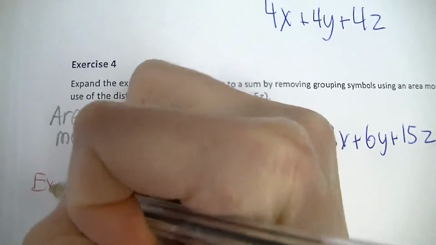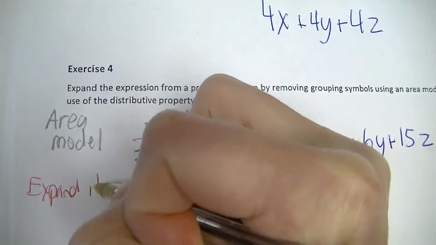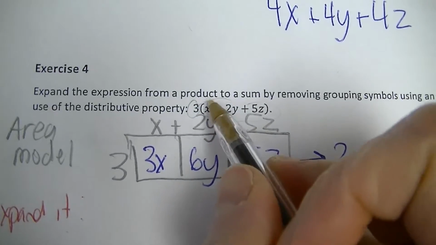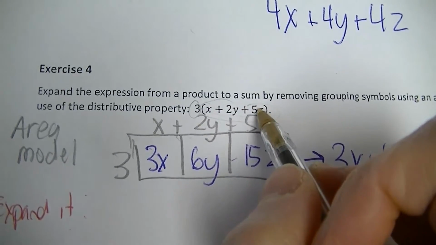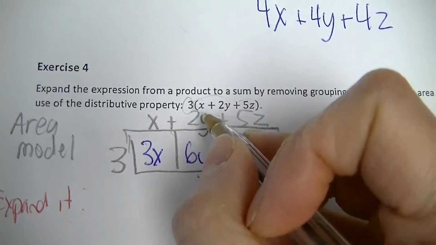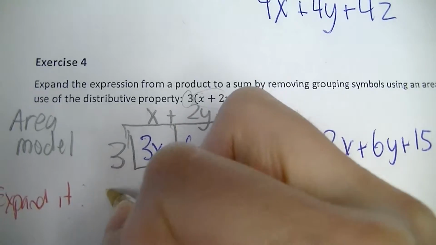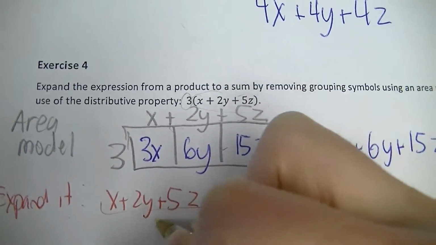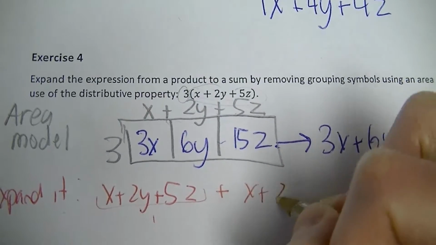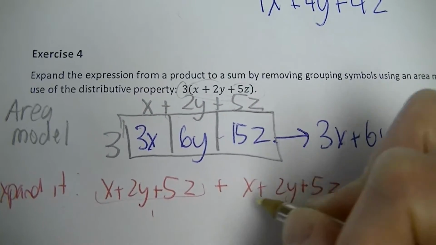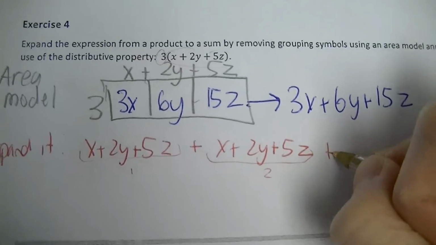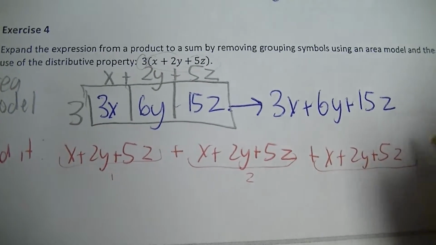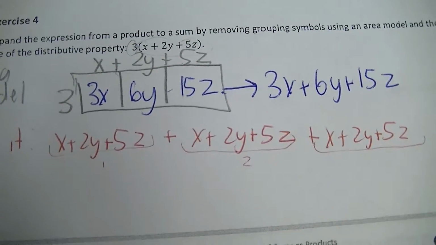So expand it. Similar to the previous problem, you're going to take this quantity and add it to itself 3 times. So x plus 2y plus 5z, there's once, plus x plus 2y plus 5z, twice, plus x plus 2y plus 5z, and there's that 3rd time. And from there, combine your like terms.